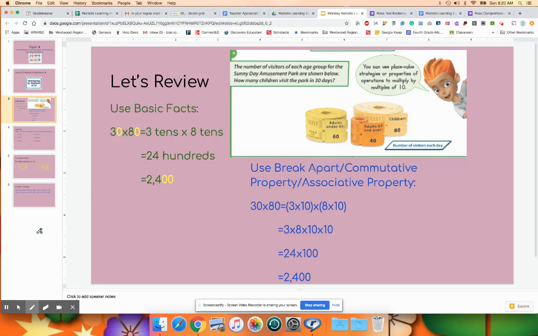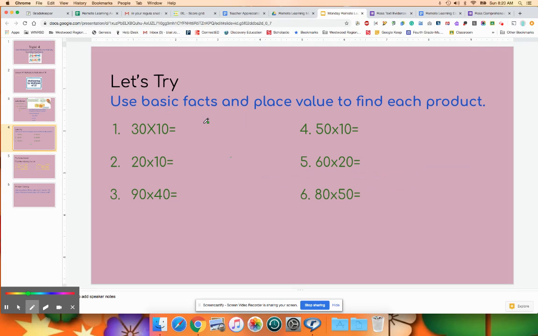So let's do some practice on our next slide. Here we go. Okay, so let's use our basic facts. I like the basic facts strategy a little bit better. It's easier for me. Let me pick a different color. Let's pick a blue. All right, so 30 times 10. I know my basic fact is going to be 3 times 1, which is 3. And then I'm going to add 2 zeros. 1, 2. 20 times 10, my basic fact, 2 times 1, which gives me 2.